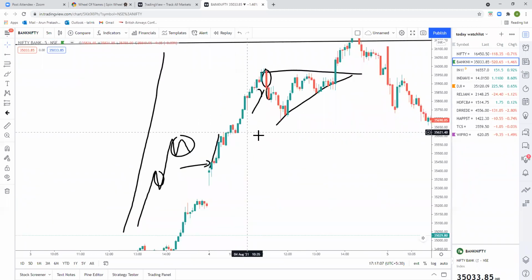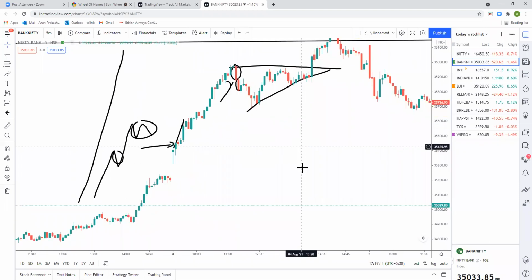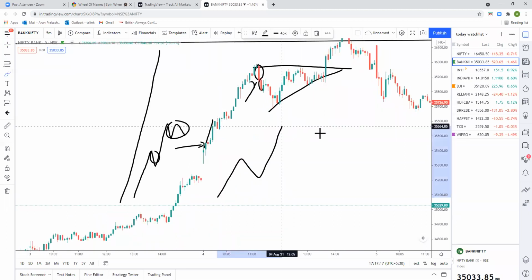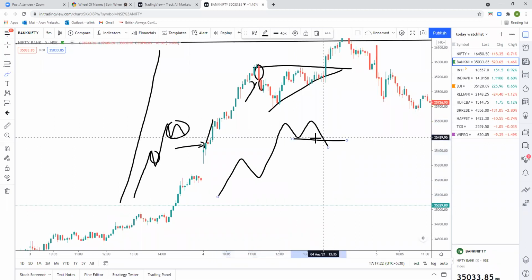So you just need to stick to Dow theory. Unless you see any breakdown, you need not exit. This is where you will exit. Always remember the structure whenever you are trading in Bank Nifty or Nifty. You should exit only at this level.